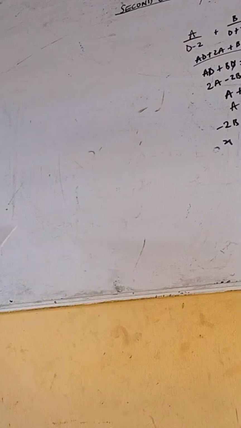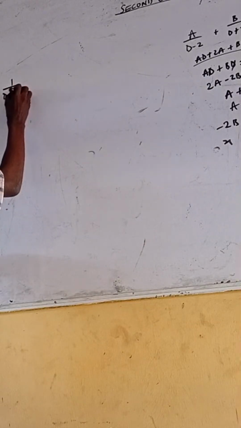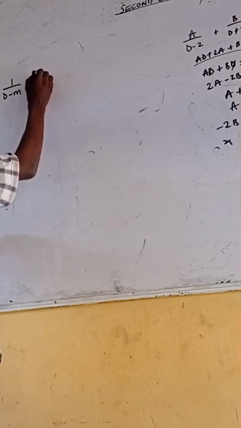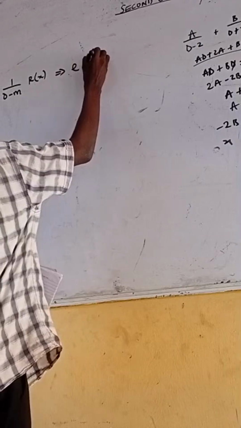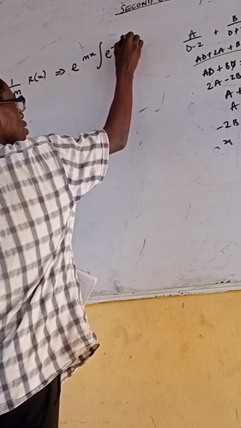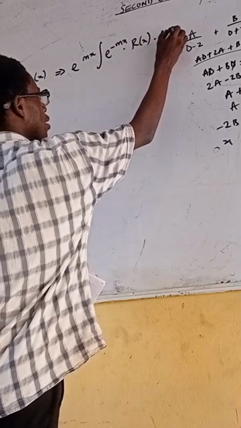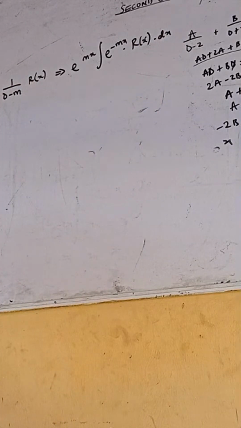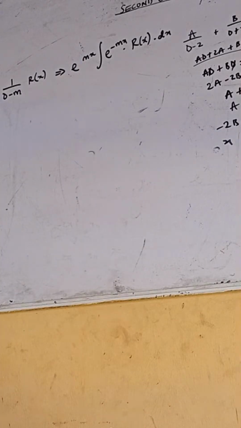The first one you should know in the operator technique is 1 over D minus m of any R of x, which is equal to e raised to power mx times the integral of e raised to minus mx R of x dx. We're integrating with respect to x. I've given an example of that before. Note this is minus m, so the first one you do is take the negative of it, which is plus 1 over it.